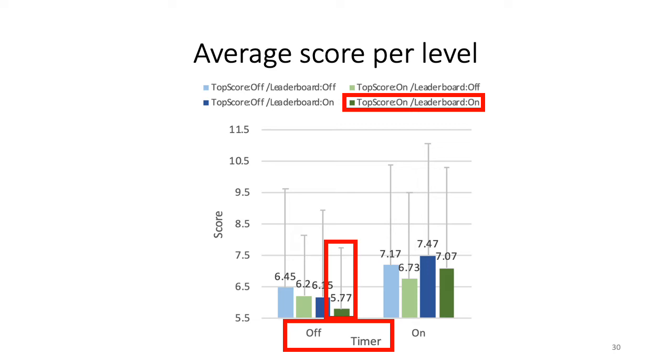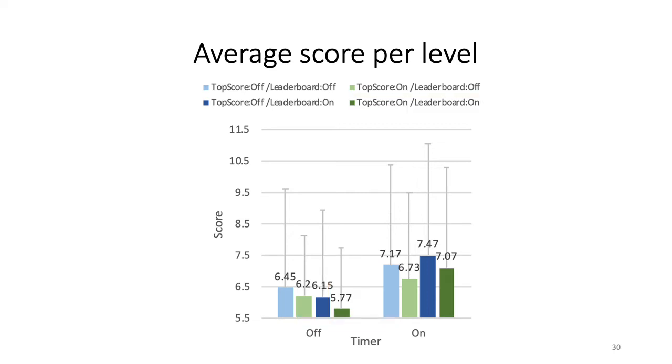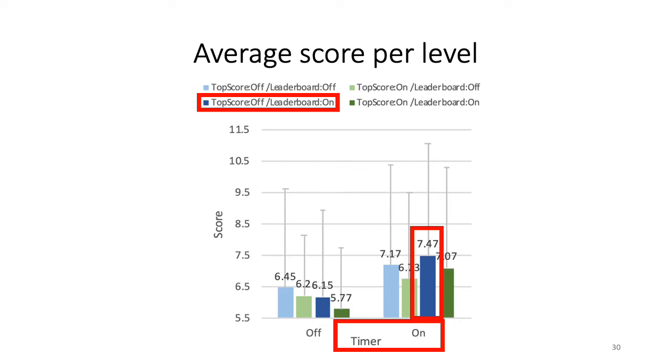This can be explained by the fact that the top score gives the players an idea of what an achievable score can be, and the combination of the point system with the leaderboard further encourages players to achieve a lower score. On the other hand, the highest mean score, 7.47, occurred when the timer was on, in the top score off, leaderboard on condition. Players trying to complete the level faster to get more points, coupled with the absence of the top score in this condition, probably encouraged the players to complete the level as quickly as possible without as much consideration for the number of moves they were using.